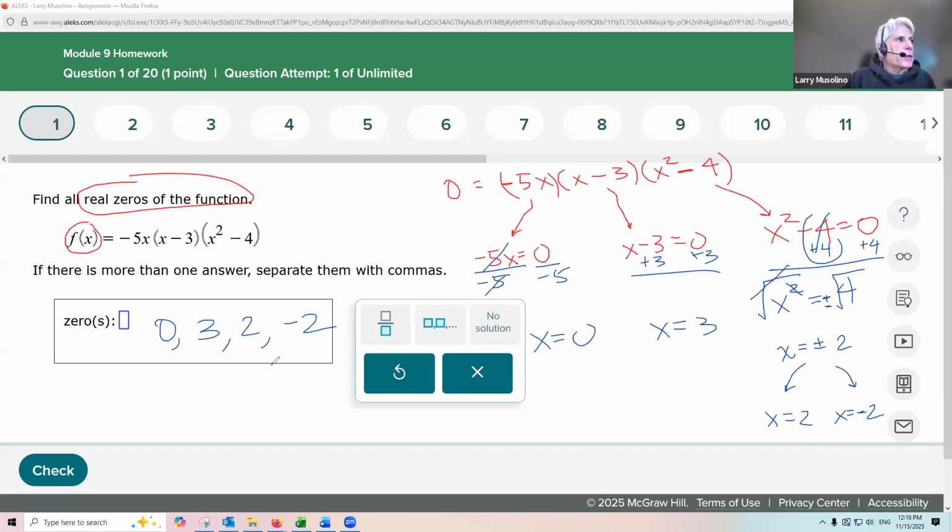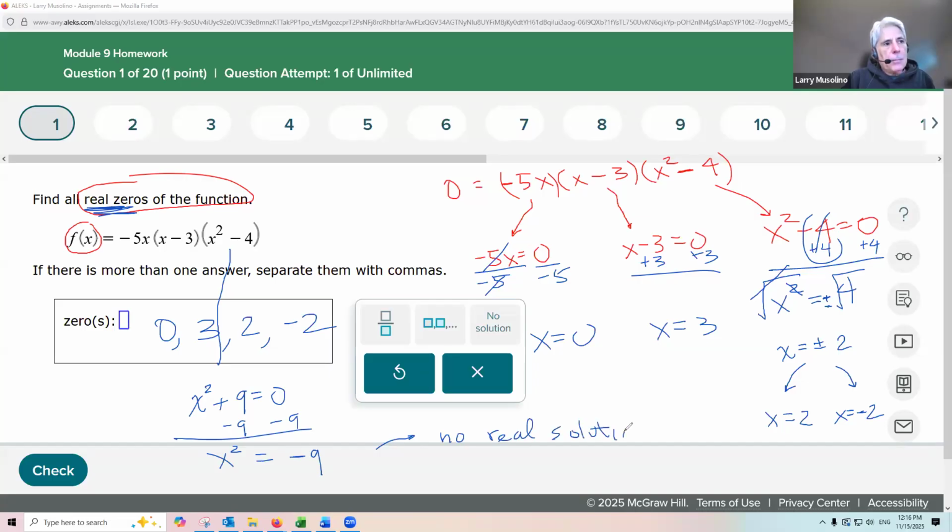One thing to be careful about for this question is it says find all real zeros. That means you can't come up with any answers that are imaginary answers. What I mean by that is if you had a parenthesis that was, let's say, x squared plus 9 equals 0, instead of x squared minus 4. Well, you could subtract 9 from both sides and end up with x squared equals -9. But there's no real solution to this, because if you were to take the square root of both sides here, you would end up with an imaginary answer. So something like that, there would be no real zeros coming out of that.